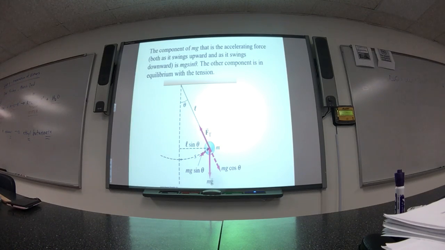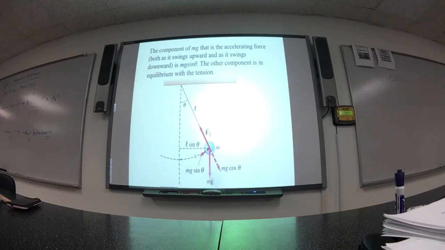Tension, which points along the line of the rope, and gravity pointing straight down. Now, equilibrium is actually in this direction. For the bob, equilibrium points this way because it wants to come back towards this line of 0 where it is not displaced.